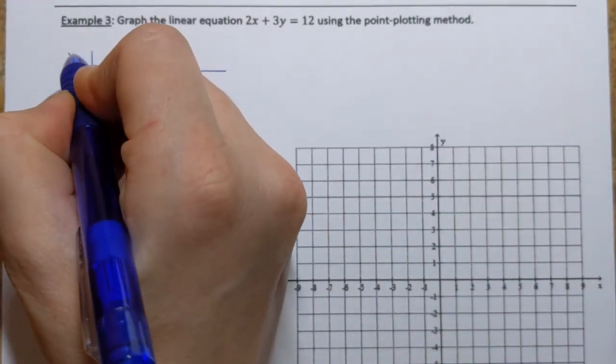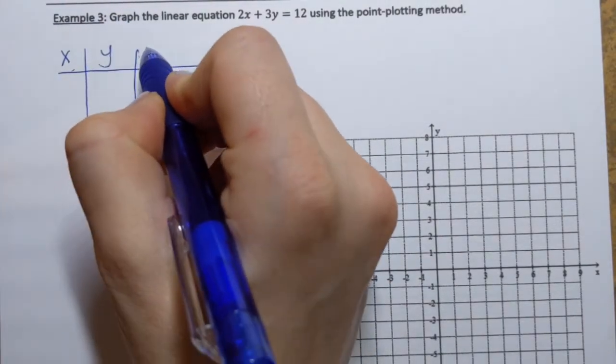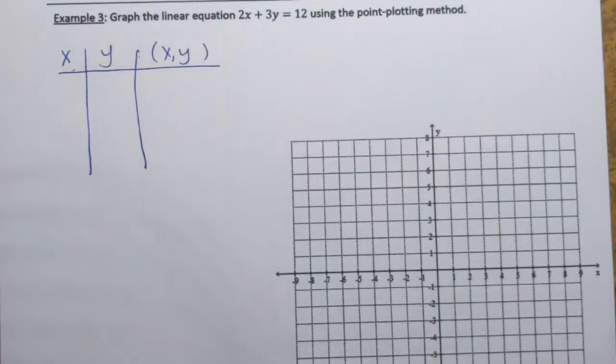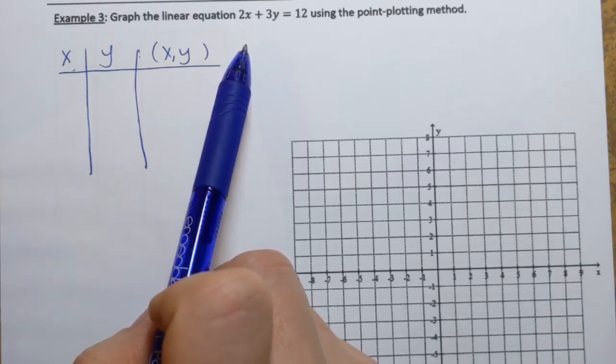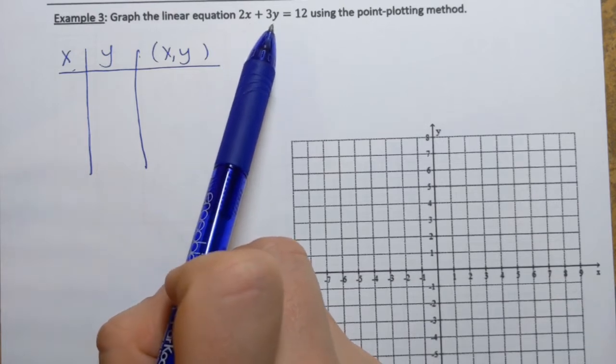In the first column, we're going to place x values. In the second column, we're going to place y values. And in the third column, we'll put them together as ordered pairs, like that. Let's remember, to find a solution to the given equation, we start by giving a certain value, any value that we want, for either x or y.